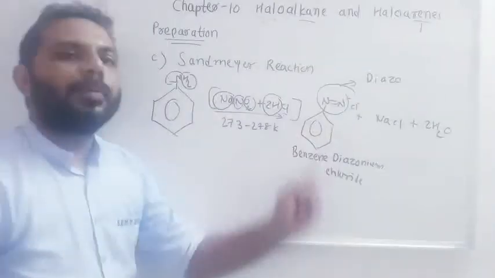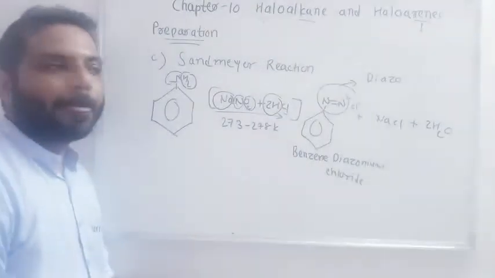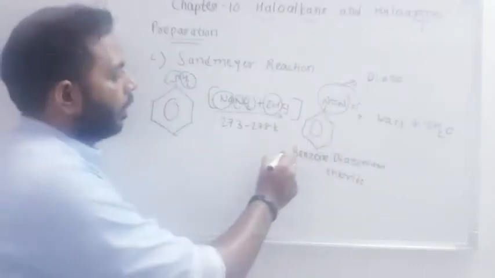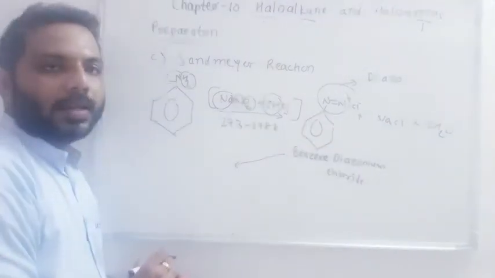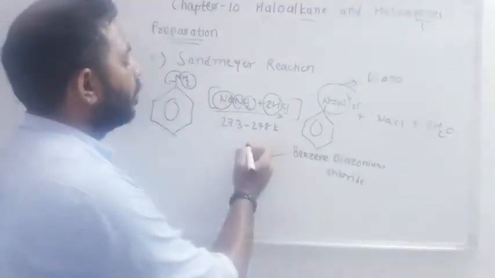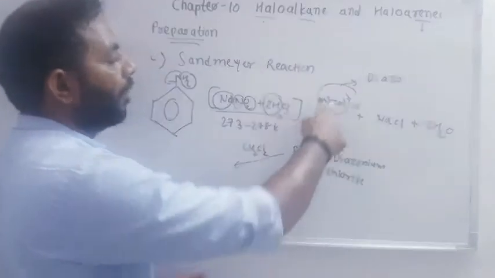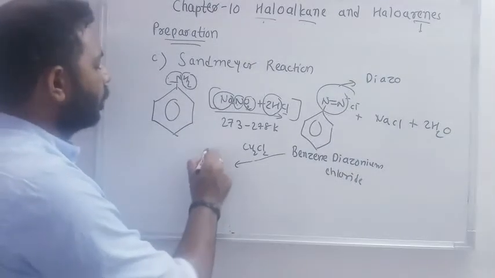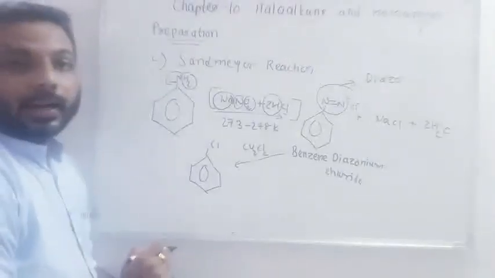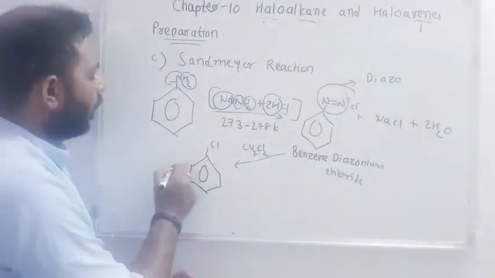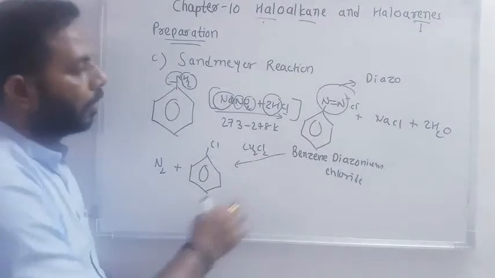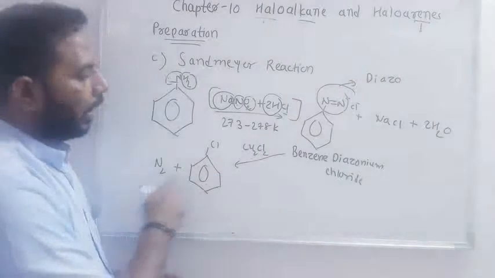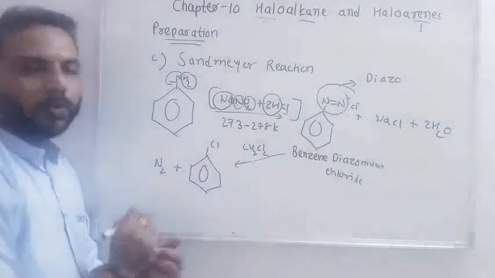Now this is not the end product. We need to form haloarenes. So this is an intermediate for the formation of bromobenzene or chlorobenzene. Now if we want to prepare chlorobenzene, then we need to react Cu2Cl2 with benzene diazonium chloride, and we'll get chlorobenzene. And always the diazo group will be released in the form of N2. So the diazo group N2 will be released and chlorine will react with benzene and form chlorobenzene.